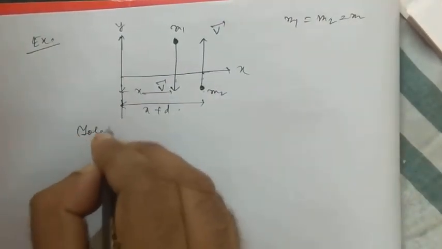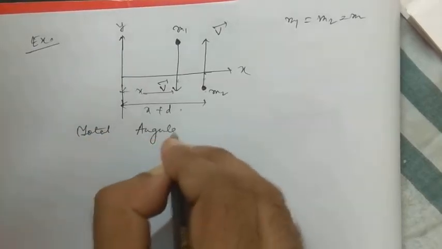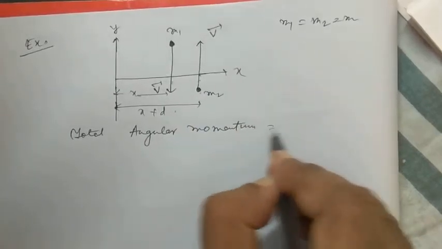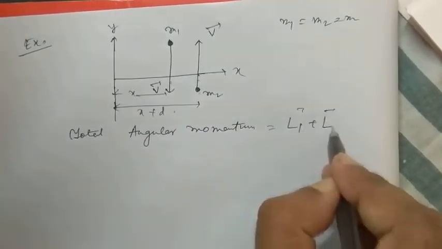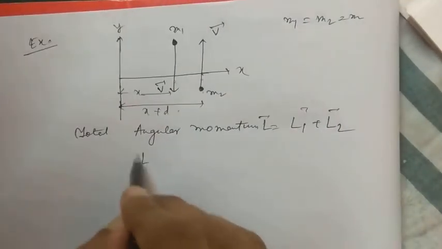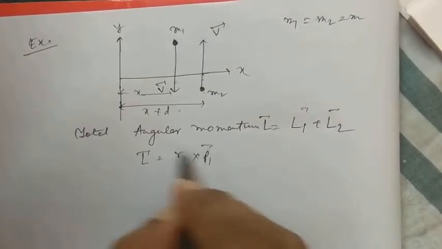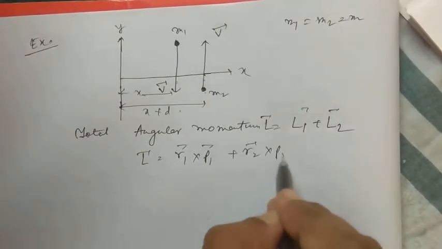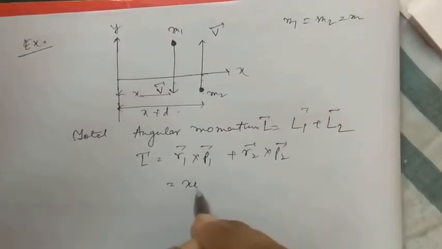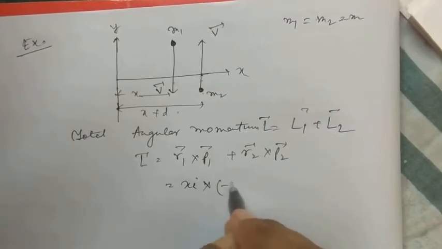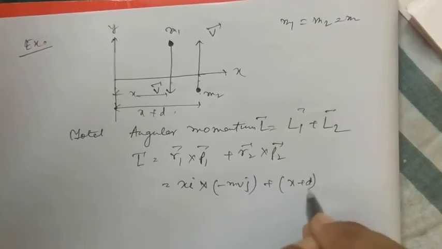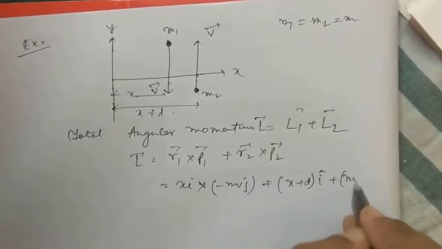So total angular momentum means L1 plus L2. Suppose the total is L, so L1 plus L2. Now we know L1 is r1 cross p1 and L2 is r2 cross p2. Now what is r1 cross p1? x i cross minus mv j, plus (x plus d) i into mv j.